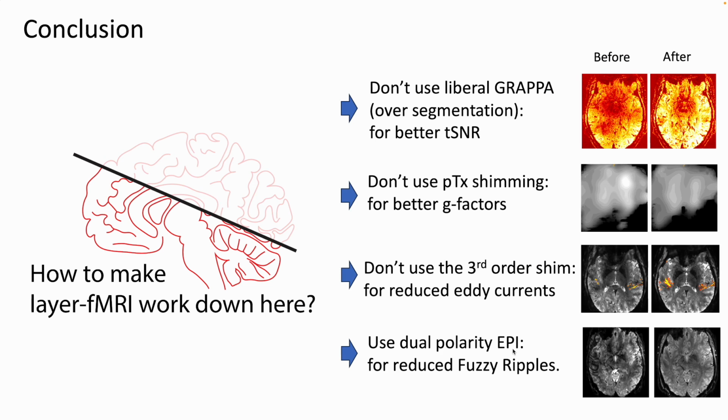In conclusion, 7 Tesla layer-dependent fMRI in low brain area is not good enough. It's hard. It's hard for conventional fMRI, but it's even harder for layer-dependent fMRI. There are several methods available that have potential to help, and here we tested all of them for the purpose of practical applicability too, and we find that it's not really helpful to use very liberal GRAPPA, pTx, or third-order shimming. Instead, they can be even counterproductive. We found it more helpful to use liberal segmentation and the dual polarity.